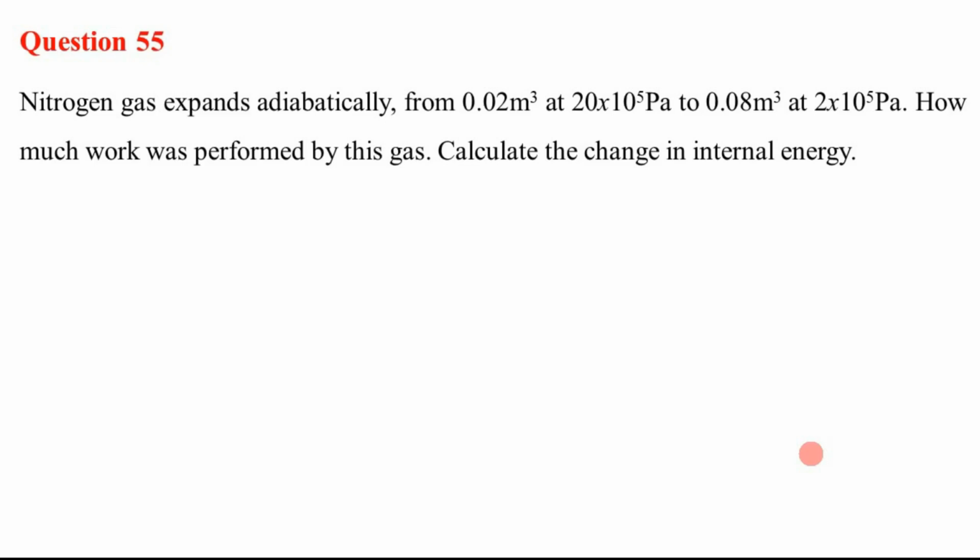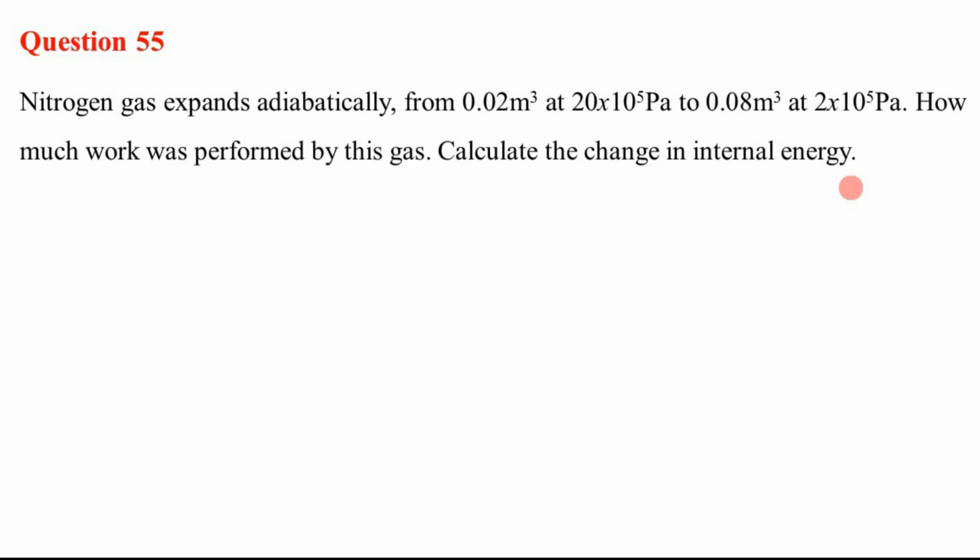Question 55 is saying nitrogen gas expands adiabatically from a volume of 0.02 meter cube at this pressure to 0.08 meter cube at this pressure. Then they're asking how much work was performed by this gas. Calculate the change in internal energy. Because we have an adiabatic expansion, the internal energy is equal to the work done.